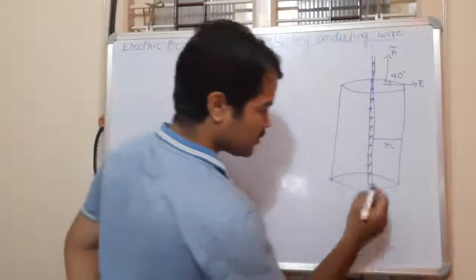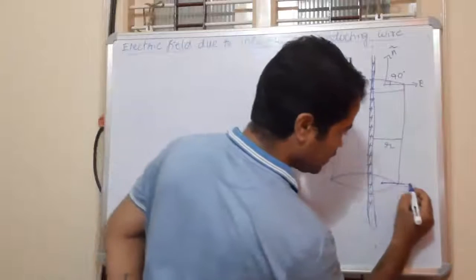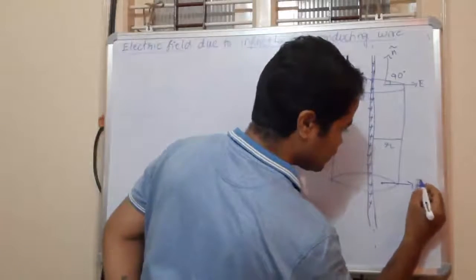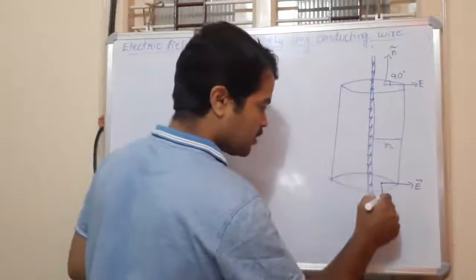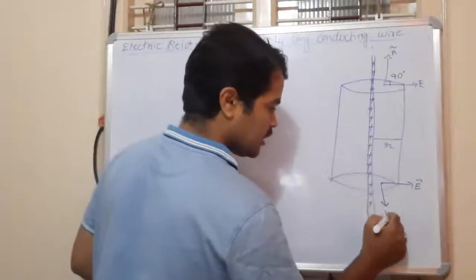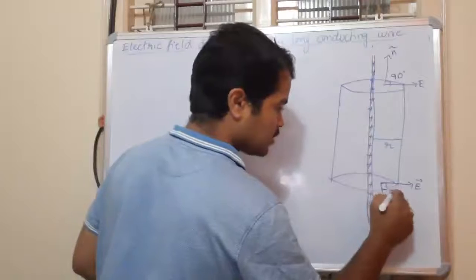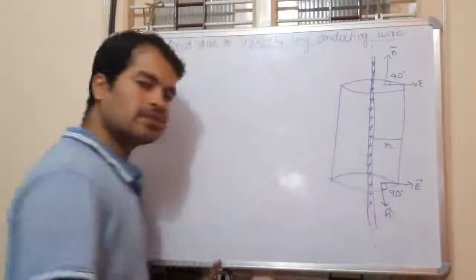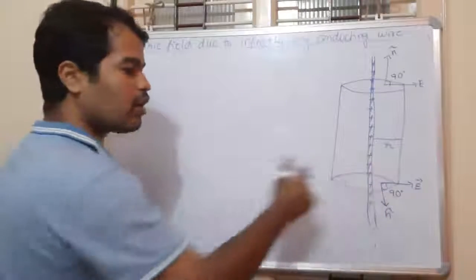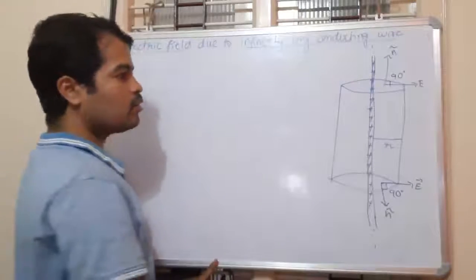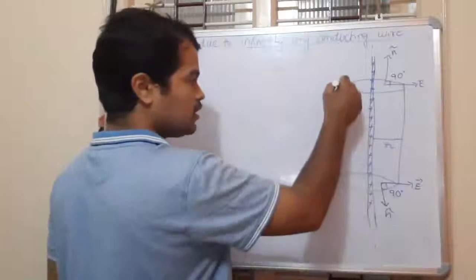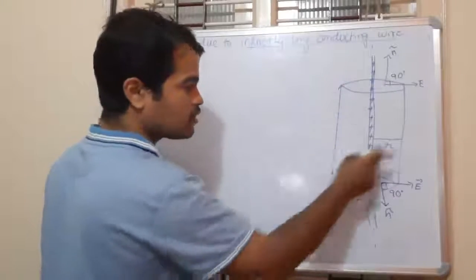Now look at the lower surface. The direction of the electric field is again in this direction. But look at the area vector now, it is in the downward direction, that is n cap. Now the angle is 90 degrees. Same thing, again it will not contribute anything, because the area vector is downward.